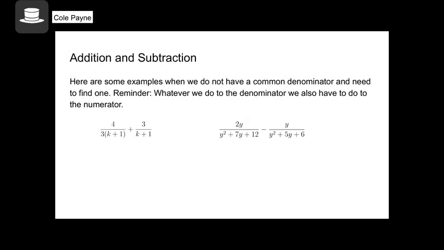Now, we might have some examples and times where we do not have a common denominator given to us, and we need to find one. All right, so one thing to make sure of, our goal is to make both denominators look the same, but whatever we do to the denominator, we also have to do to the numerator.